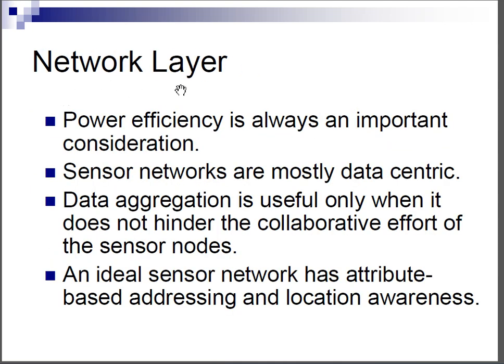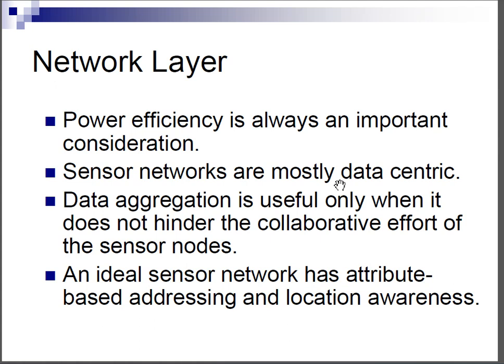In the network layer, power efficiency is always an important consideration. The sensor networks are mostly data centric. Data centric means that in a wireless sensor network, the data are permanent, right? But the applications come and go. You can have different applications at the application layer. But what is permanent is collecting the data from the environment. So that's why we call it data centric.